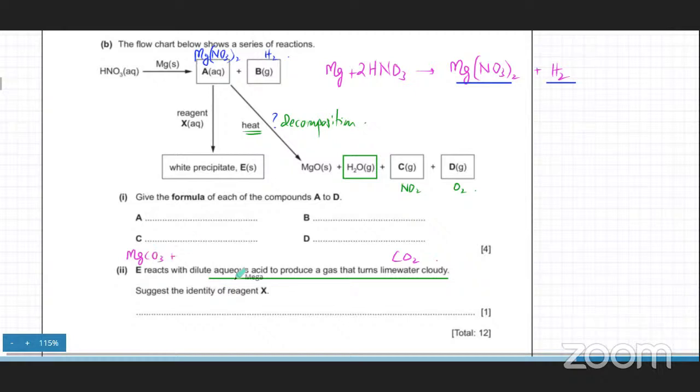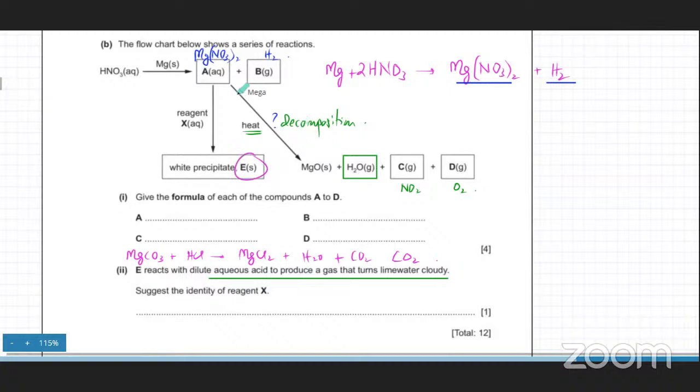Because if you add aqueous acid to it, any acid, for example if you add HCl, it's going to produce a salt plus water plus carbon dioxide. So E over here, because it's being formed from magnesium, it must be magnesium carbonate. How do you get E? What would be reagent X? E is a solid.